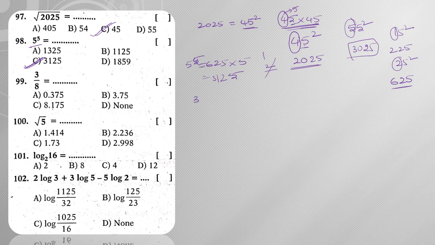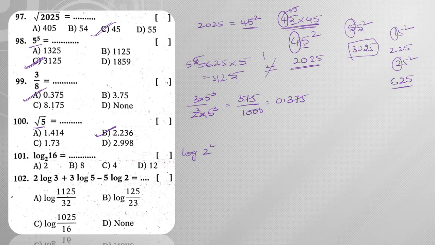Next, 3 by 8. So 8 I can write as 2 cube. To make it 10 cube, I can multiply with 5 cube. Then here also I am going to get 5 cube. So 5 cube is 125, 125 times 3 is 375. So 375 by 1000, I can write as 0.375. Hence option A will be my answer. Next, root 5 value, already you have learned, 2.236. Next, log 16 to the base 2.